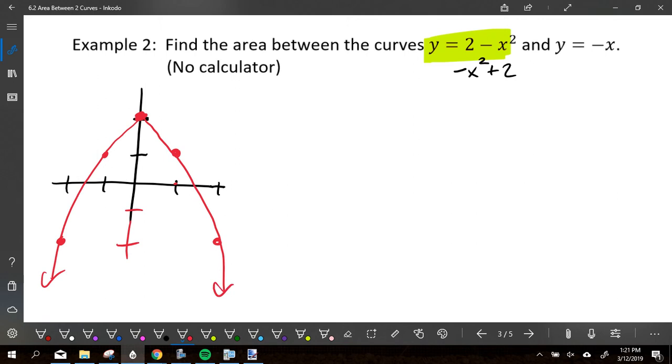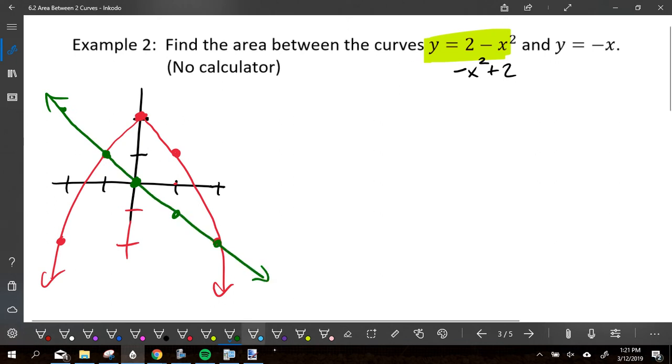Then I've also got the line y equals negative x. Show me with your arm, what does y equals negative x look like? What's the y-intercept going to be? 0. It is a line that has a y-intercept at 0 and a slope of negative 1. So down 1, right 1, down 1, right 1, up 1, left 1, up 1, left 1. There is my graph. We are trying to find the area of the enclosed region.